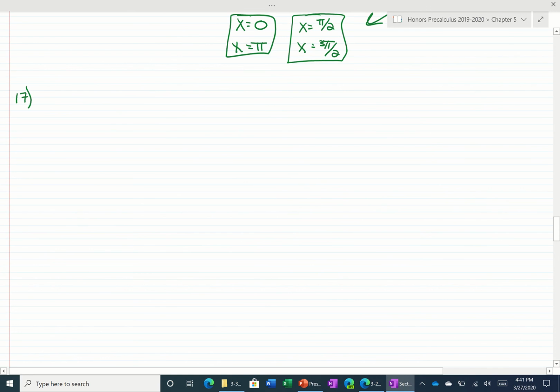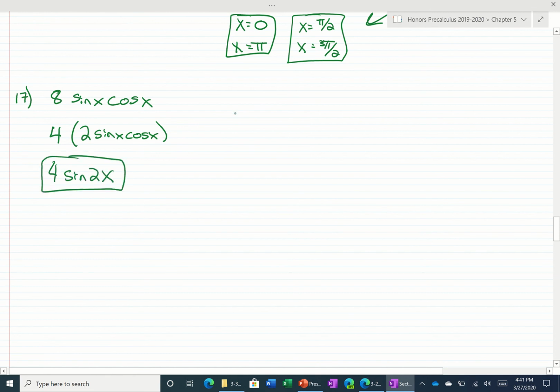Number 17, it says, use a double angle formula to rewrite the expression. Okay, so this one's going to be easy. 8 times the sine of x cosine of x. Well, I know sine of x cosine of x looks a lot like the sine of a double angle. So this would just be 4 times the sine of 2x. That one's pretty easy.